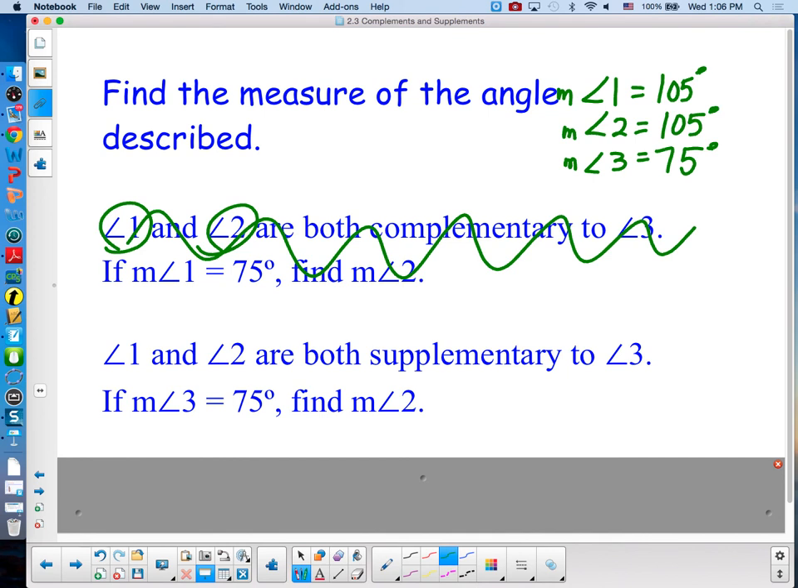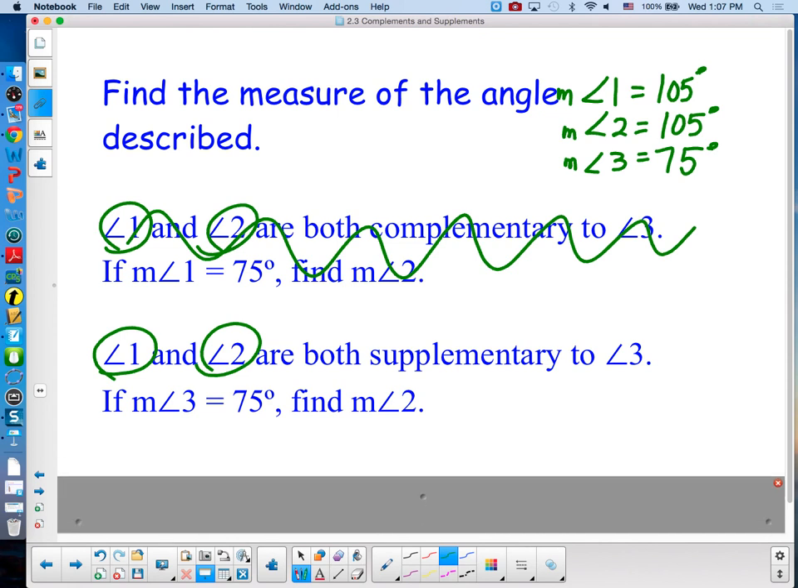Why did that one work out differently? Notice which angles are where. 1 and 2 are the ones that are supposed to be congruent in the end. I didn't give you either angle 1 or angle 2. I gave angle 3. So I set that one up a little bit differently for you. So you'll be doing some problems like that related to the theorem. Otherwise, a lot of it is the definition and finding measures on complements, supplements, adjacent or non-adjacent.